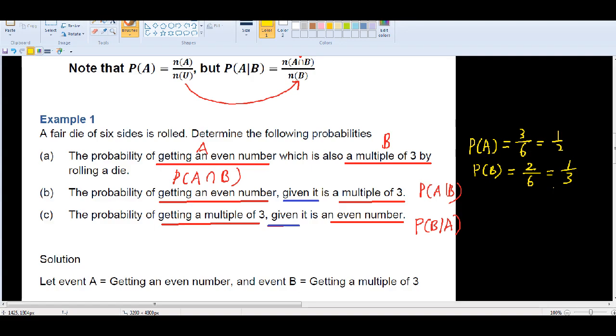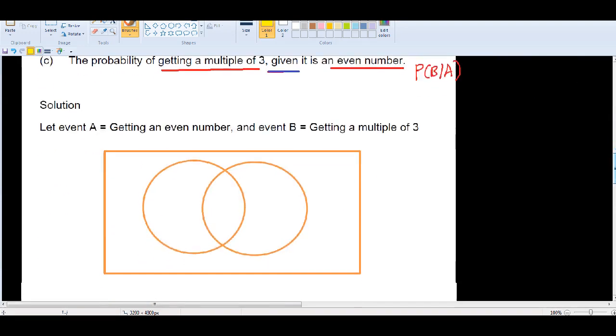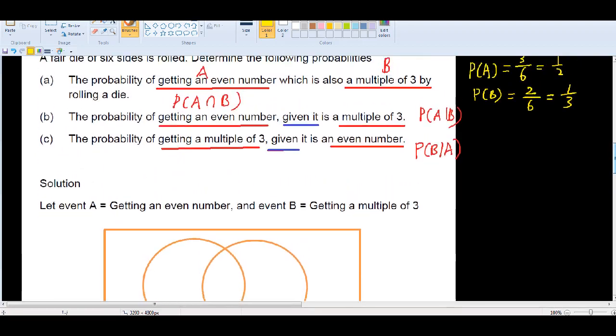Could that be enough for us to find the probability of A intersect B? In this case, you can't just multiply them. Let me show you why. A better way to do it is to use either a Venn diagram or a two-way table. So let's use the Venn diagram first.